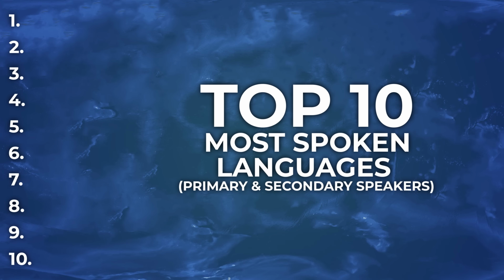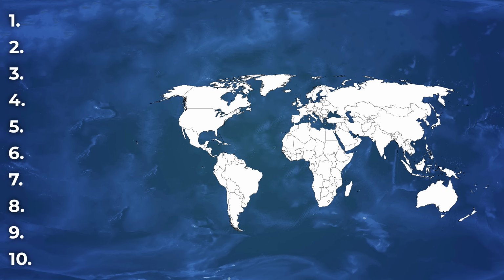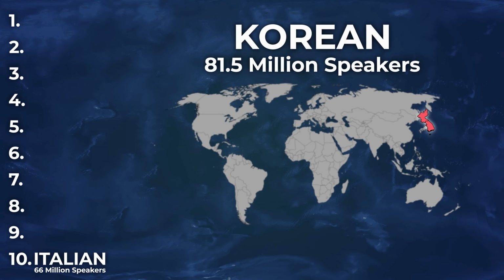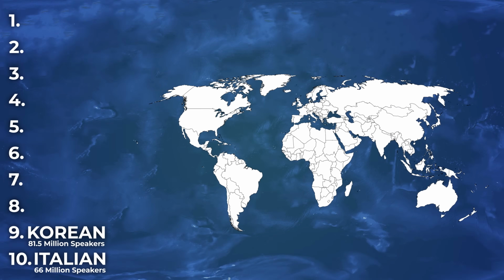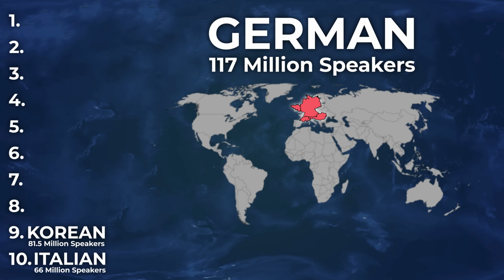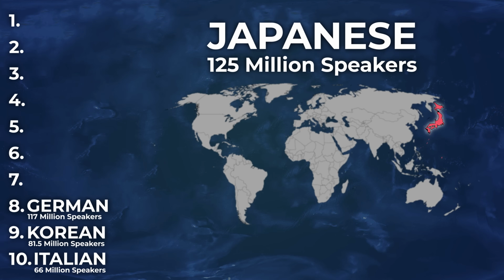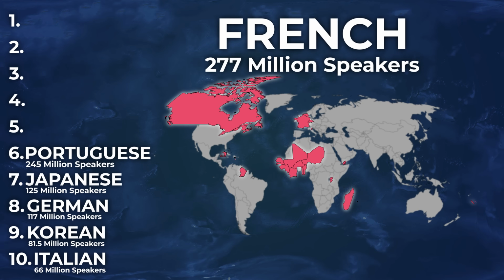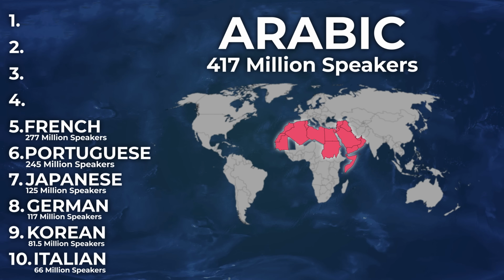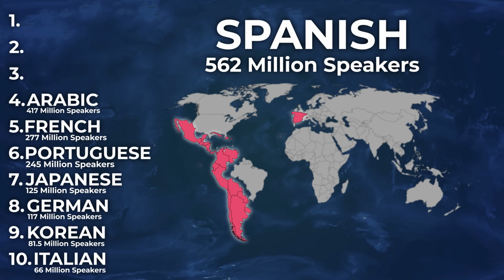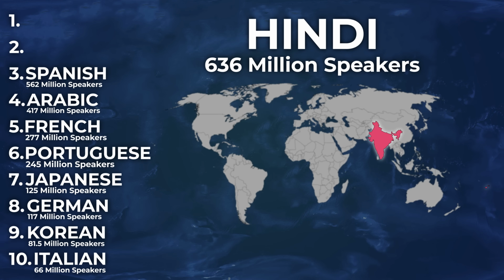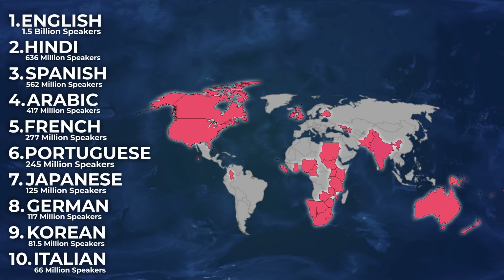Here are the top 10 most spoken languages worldwide, including second language speakers and the countries where they are considered an official language. You have Italian with 66 million speakers, Korean with 81.5 million speakers, German with 117 million speakers, Japanese with 125 million speakers, Portuguese with 245 million speakers, French with 277 million speakers, Arabic with 417 million speakers, Spanish with 562 million speakers, Hindi with 636 million speakers, and English with 1.5 billion speakers.